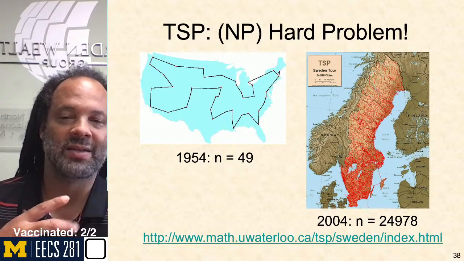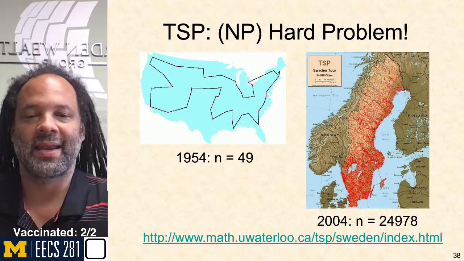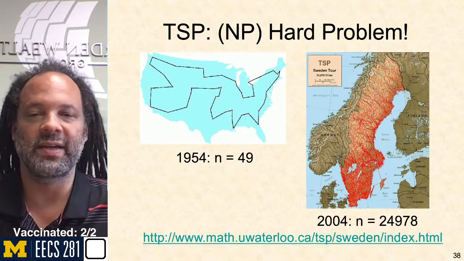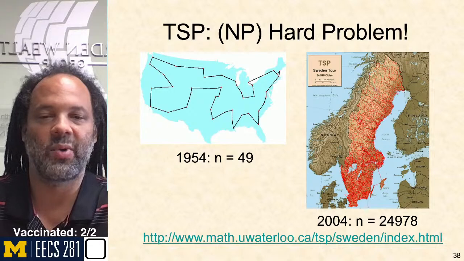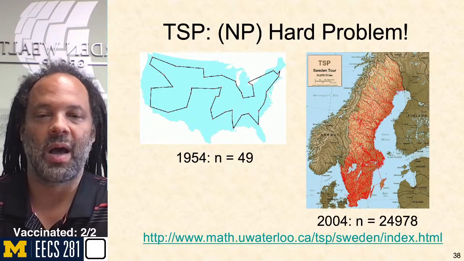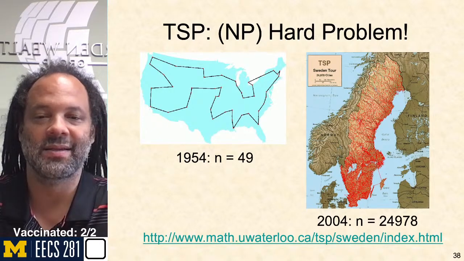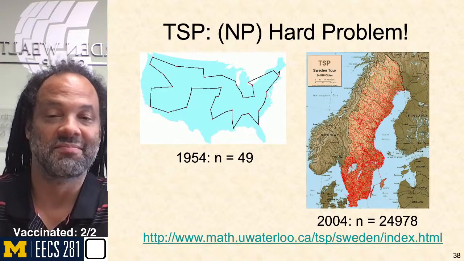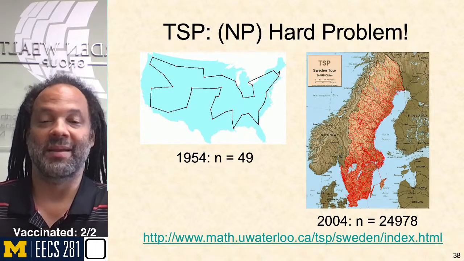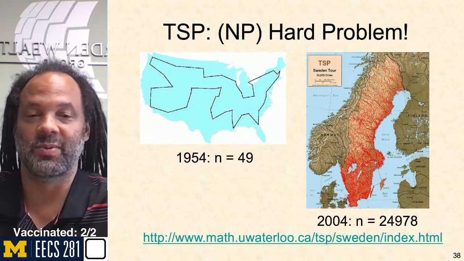It's math.waterloo.ca/TSP, and on it we see that the state of the art back in 1954, with the calculating power we had back then, was solving TSP problems of about 49 cities. That's not very many, but it worked for that particular salesperson.